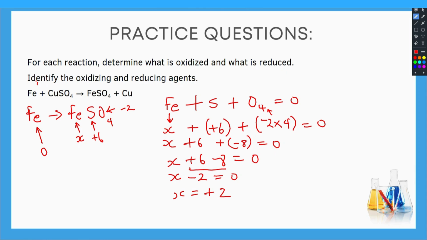Now, what does this tell us? It tells us that iron, or Fe, the oxidation number moves from 0 to plus 2. From 0 to plus 2 means that the oxidation number has increased. What does this mean? It means that it is oxidized.